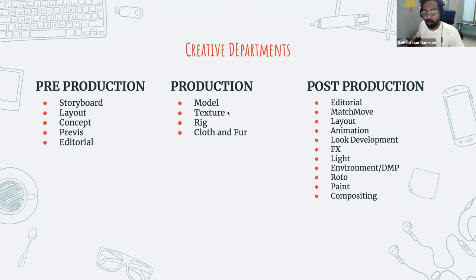So modeling, texture, rig, cloth and fur is a different production. And you have post-production, where editorial comes in to check the edit items and stuff. And you have match move, matchmation, layout, animation, look development, FX, light, environment, roto, paint and compositing. I hope just by the name, you guys will be aware of what other departments are available here.